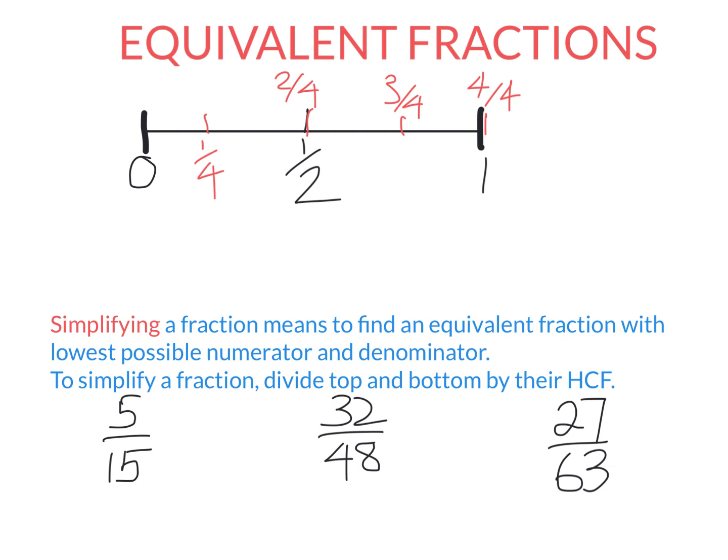So when we say equivalent fractions, we're talking about fractions that have the exact same value. We can see here 2 quarters and a half, they are equivalent fractions. They're both equal to 0.5.